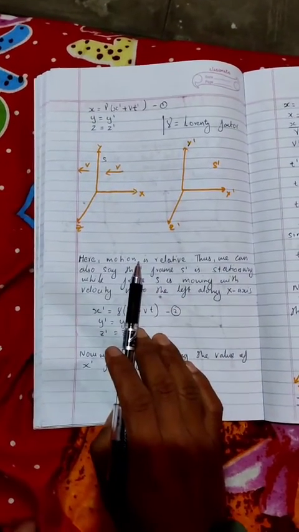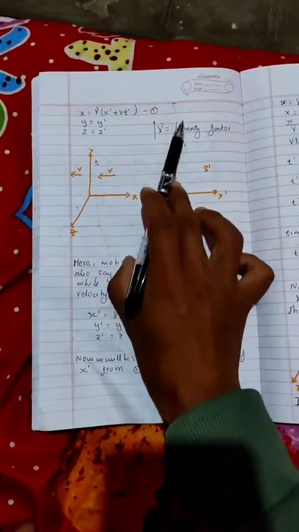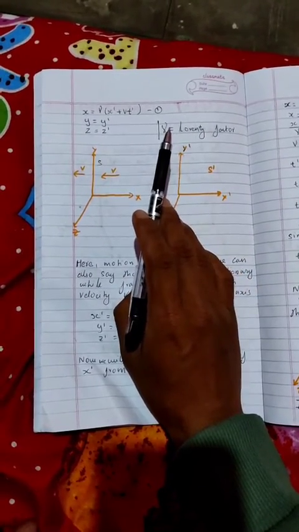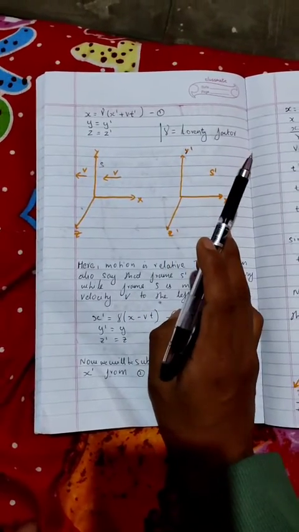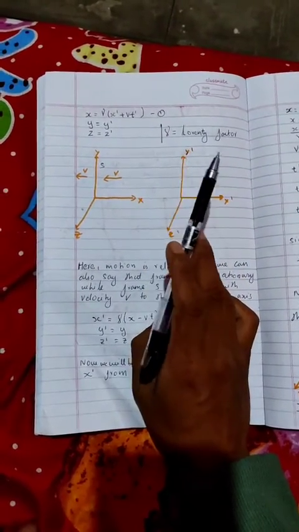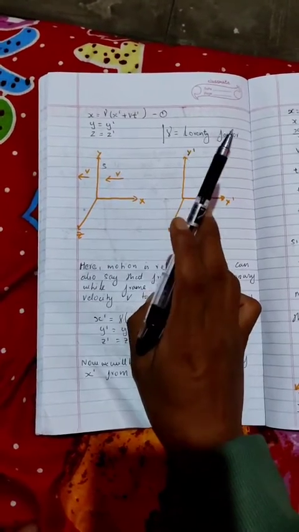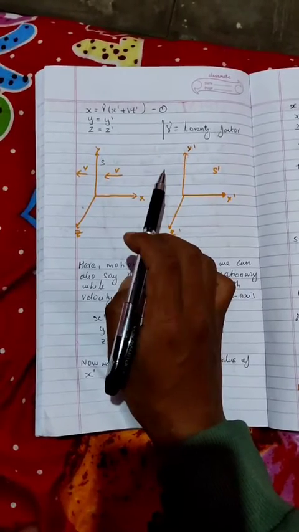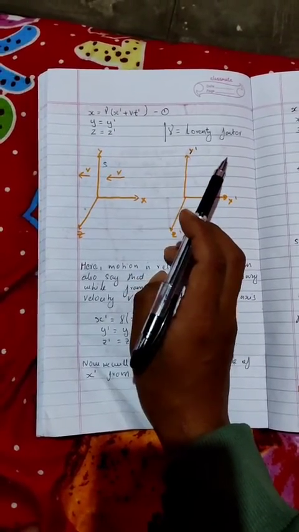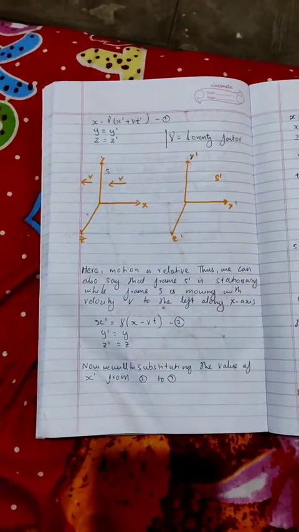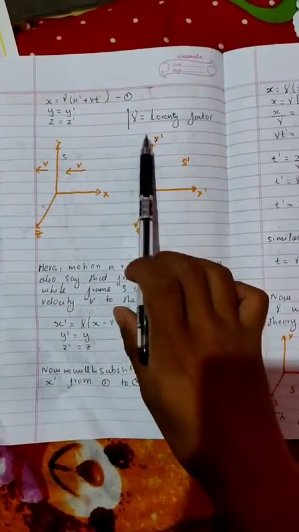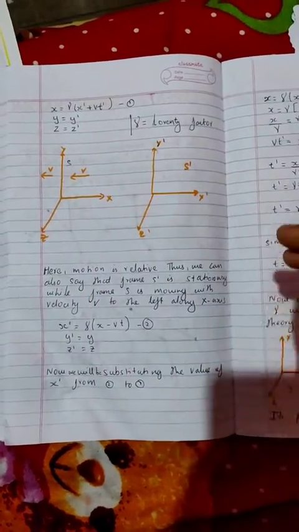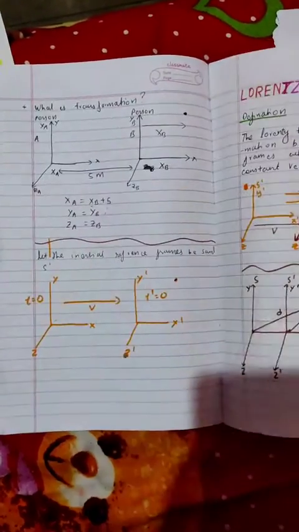Some important points we should know: the Lorentz transformation works only for velocities similar to the speed of light, that is 3 times 10 to the power 8 meters per second. On the other hand, the Galilean transformation works for low velocities, like those of cars or buses. So finally we got equation 1, that is x equals gamma times x prime plus v t prime.